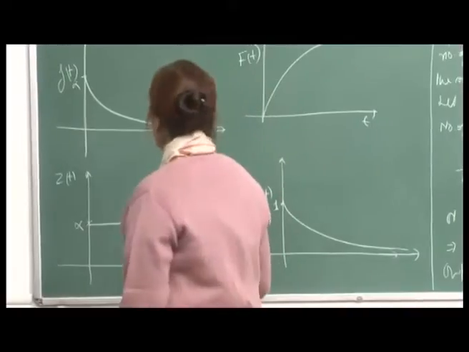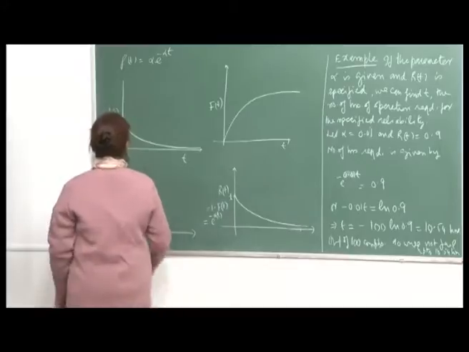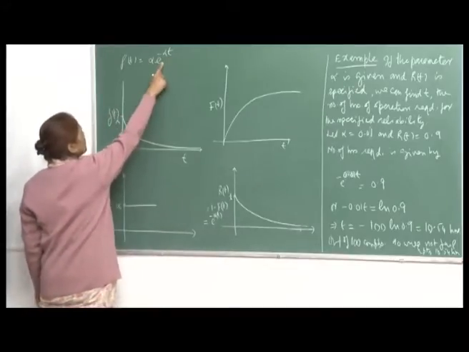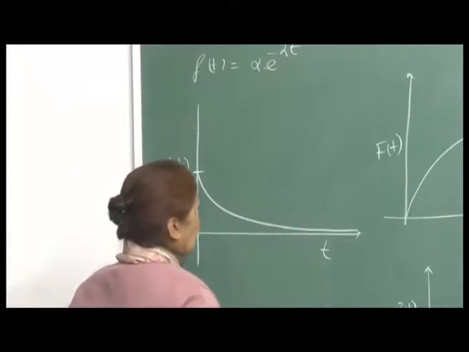Let us look at the various graphs connected with the exponential failure law. So, this is a familiar one, right. At t equal to 0, this will be 1, it will be equal to alpha, right, and then it will go down this way, right.